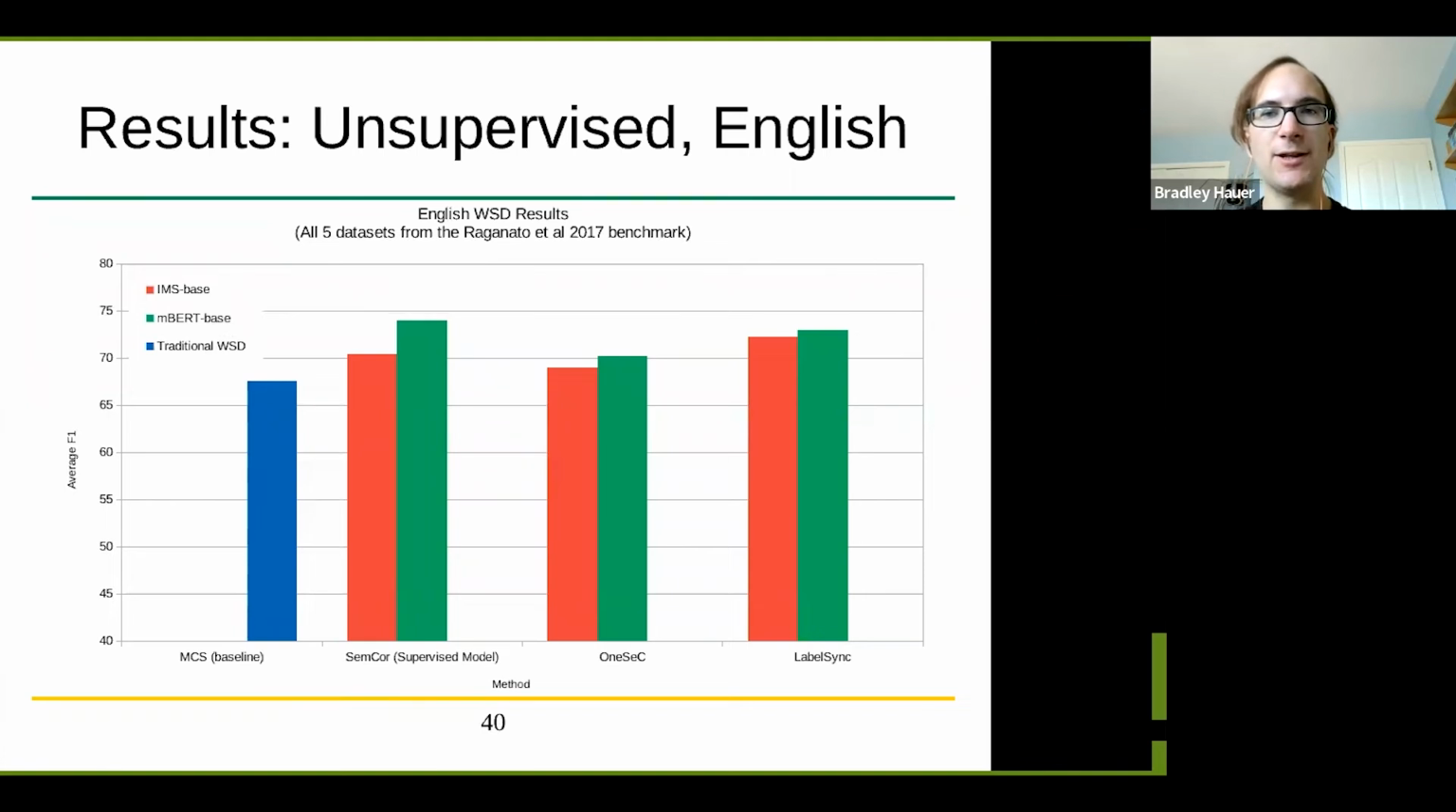Finally, looking at the English results. We've previously looked at multilingual results, but now we're going to focus on English, specifically the standard WSD benchmark provided by Raganato et al. 2017. What we're going to compare to is not only OneSec, which again is the previous state-of-the-art for unsupervised corpus tagging, we're also going to compare to models trained on SemCor.